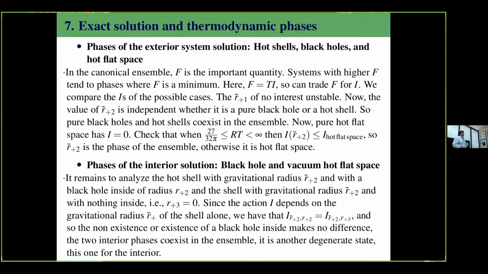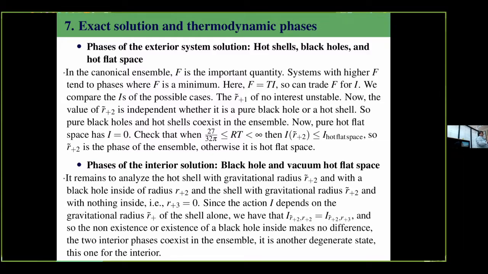Well, r+1 tilde is of no interest here because it's unstable. It has other interests, but not here. The value of r+2 tilde is independent of whether it is a pure black hole solution that we found or it is a shell with a small black hole inside. So we can say that pure black holes and hot shells, if they are possible, coexist in the ensemble.